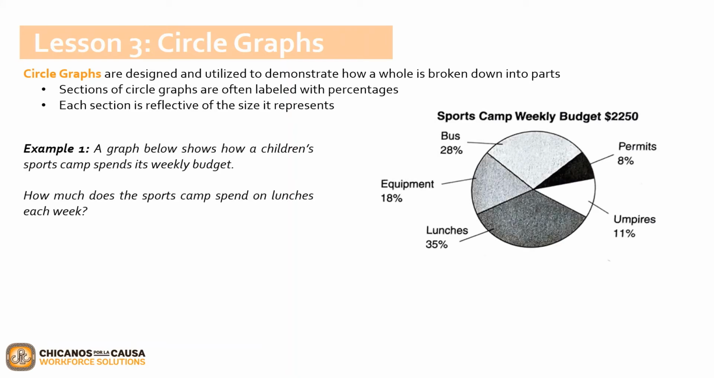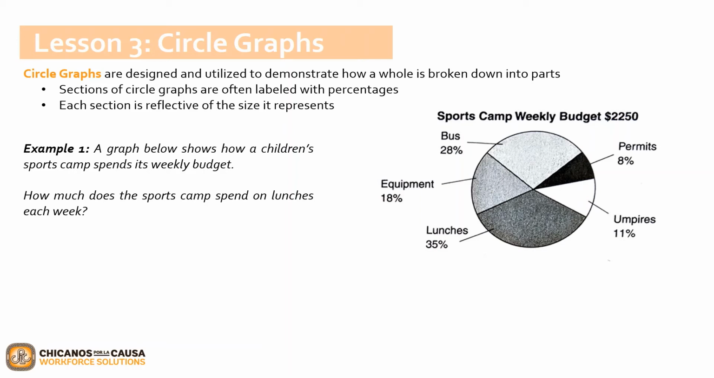Example 1. A graph below shows how a children's sports camp spends its weekly budget. How much does the sports camp spend on lunches each week? So if you look to the right of your screen, you'll see our circle graph or our pie chart. This particular graph is broken down into what appears to be 5 sections. The entire pie chart is reflective of how the camp's budget is broken down.